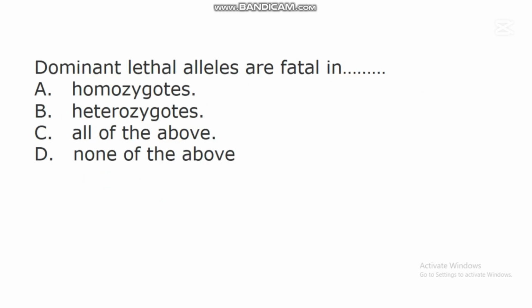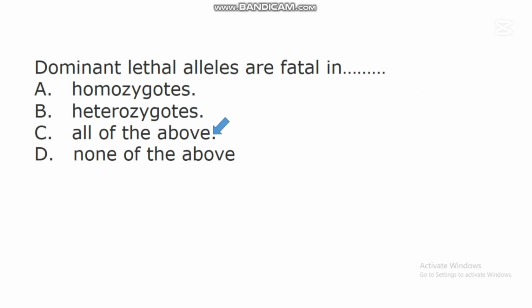The next question says, dominant lethal alleles are fatal in dash. A. Homozygotes. B. Heterozygotes. C. All of the above. D. None of the above. In this question, the correct answer is C.